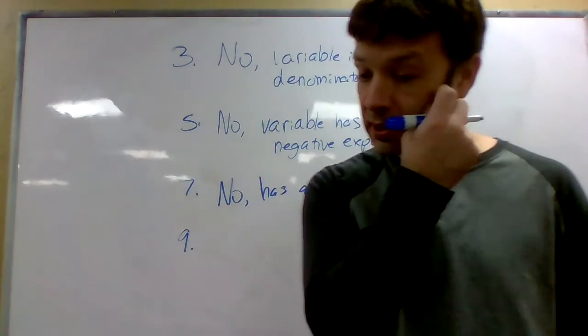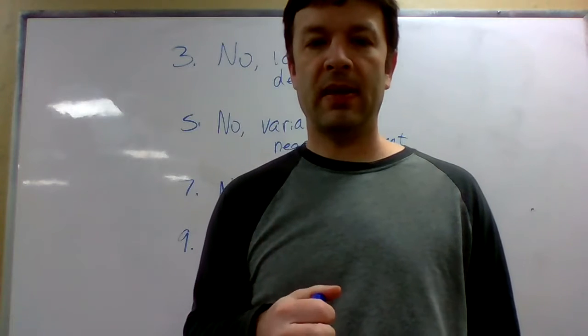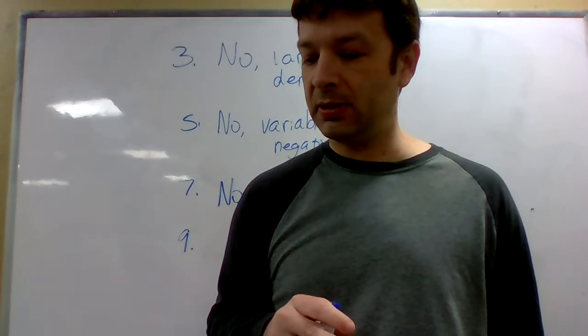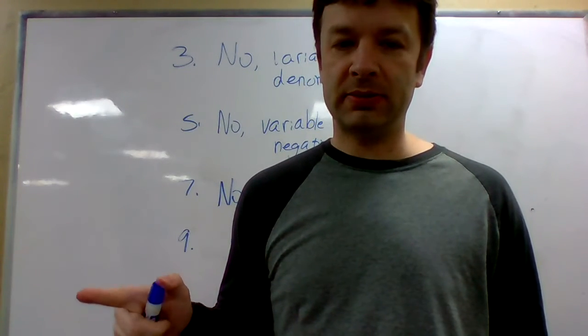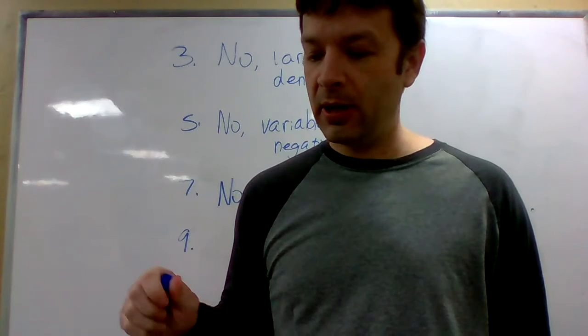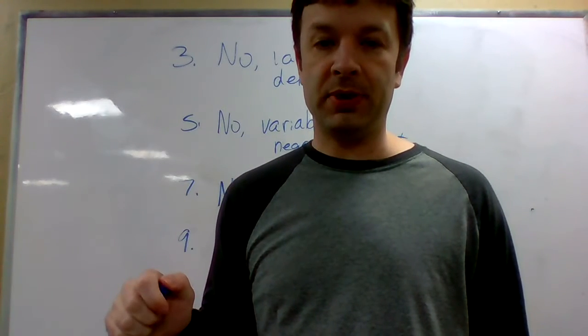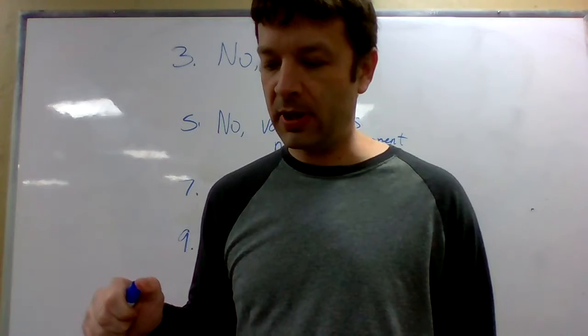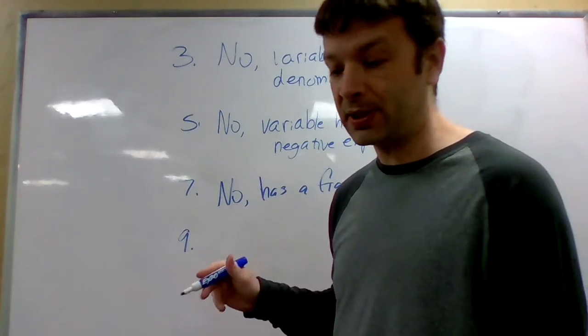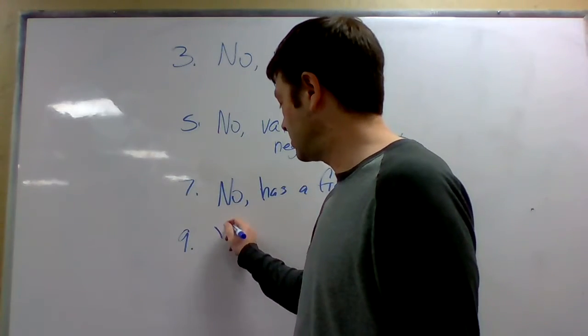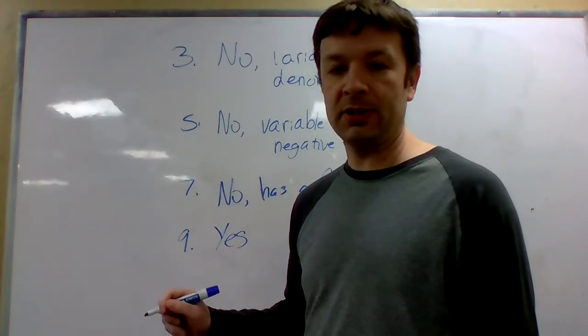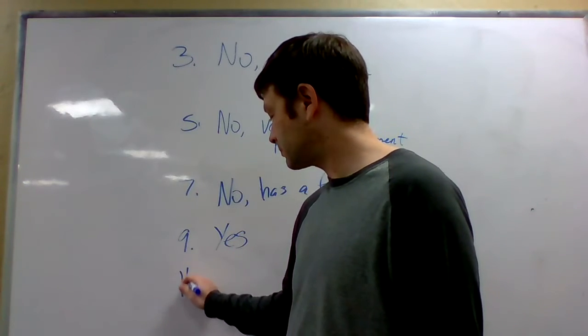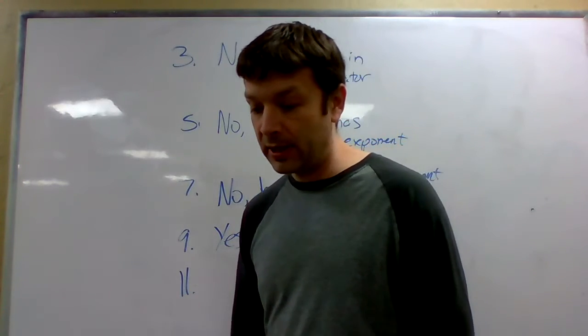Okay, number 9. Does number 9 have a problem? Well, number 9 has a fraction, but the 8 is in the denominator, but it's not a variable in the denominator. So number 9 is okay. It's basically like 5/8 x. So 9's good to go. It is a polynomial.